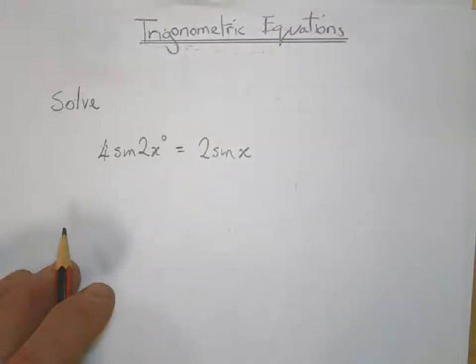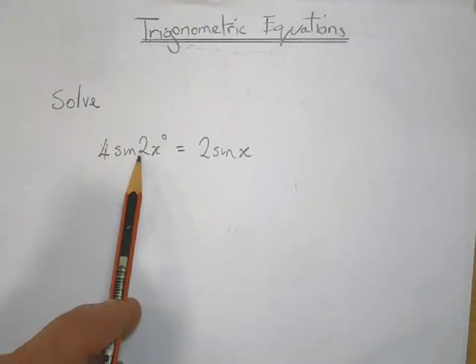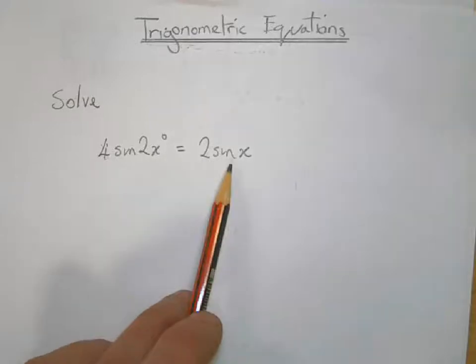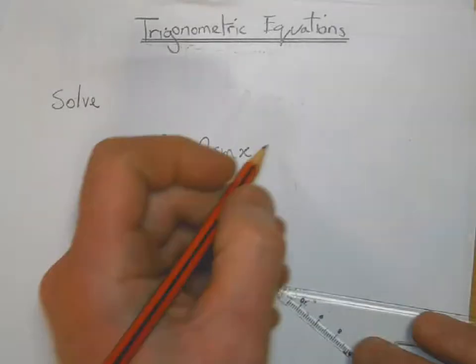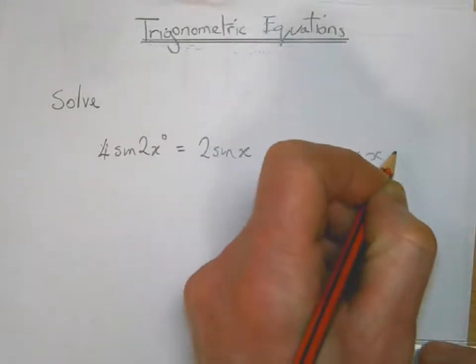My last tutorial is going to be on solving trig equations using the addition formulas and also the double angle formulas that we've been looking at. So in this question here, you've got to solve 4 sine 2x equals 2 sine x, and the domain you've got to solve it over is between 0 and 360.